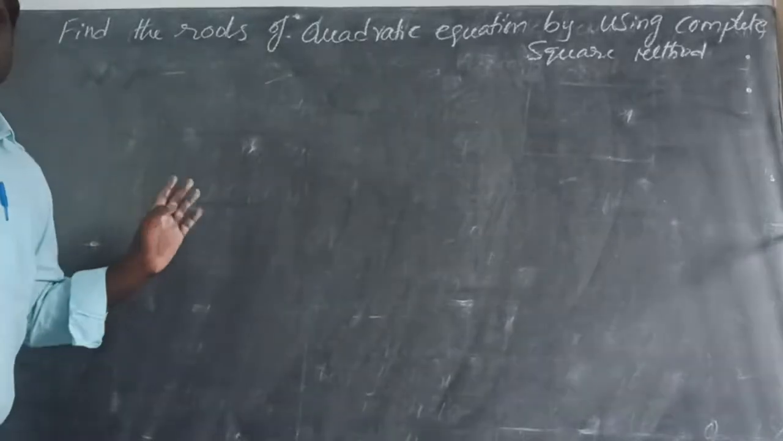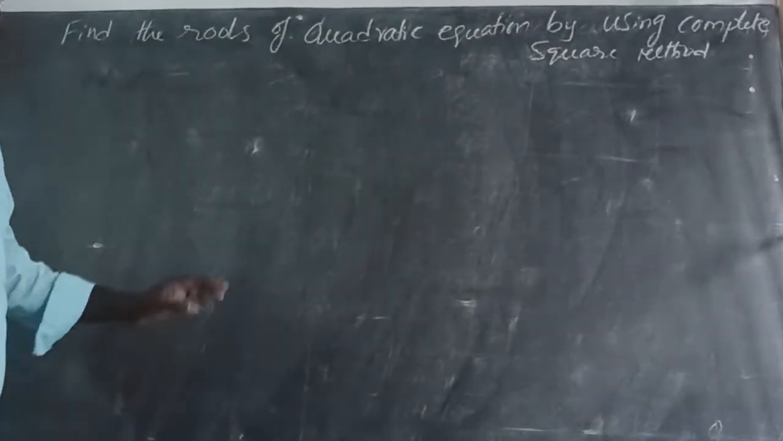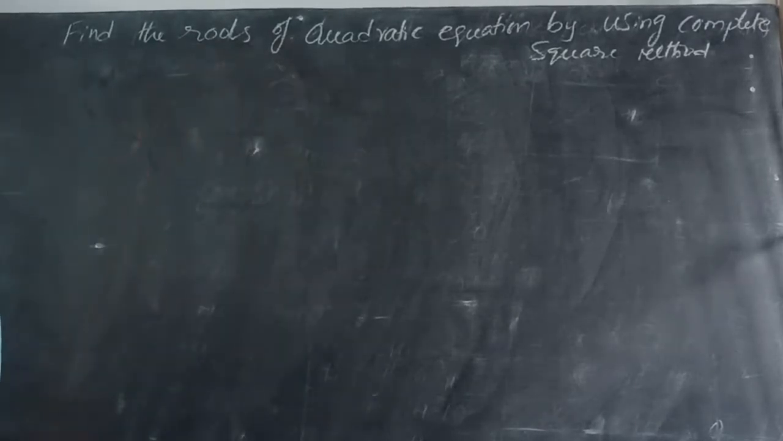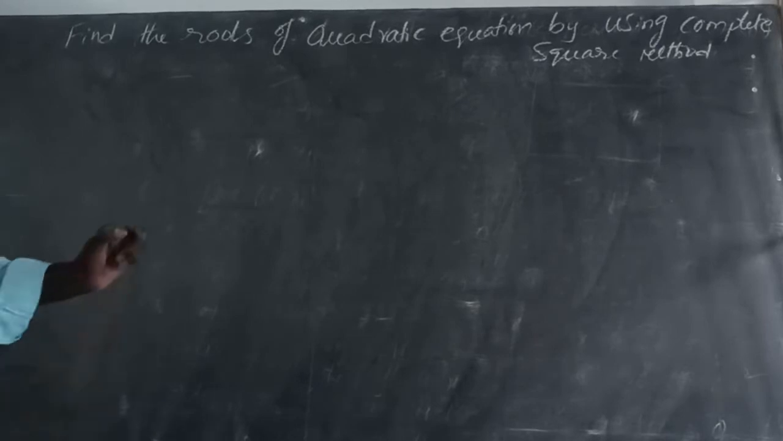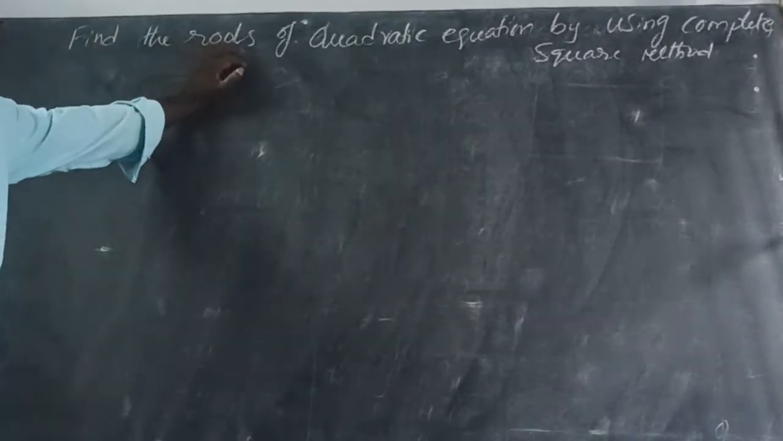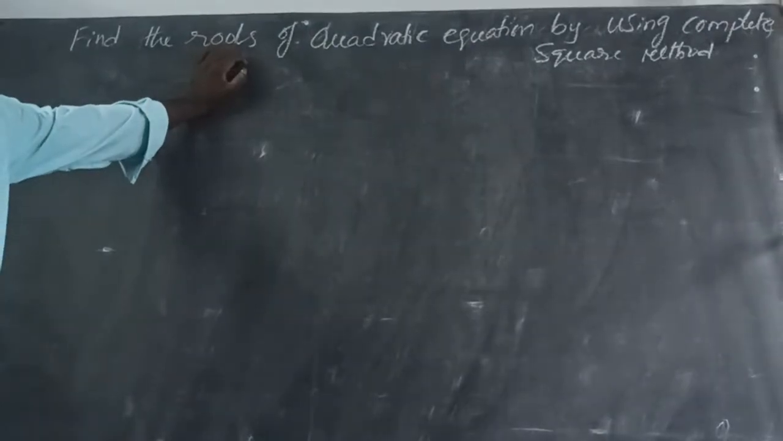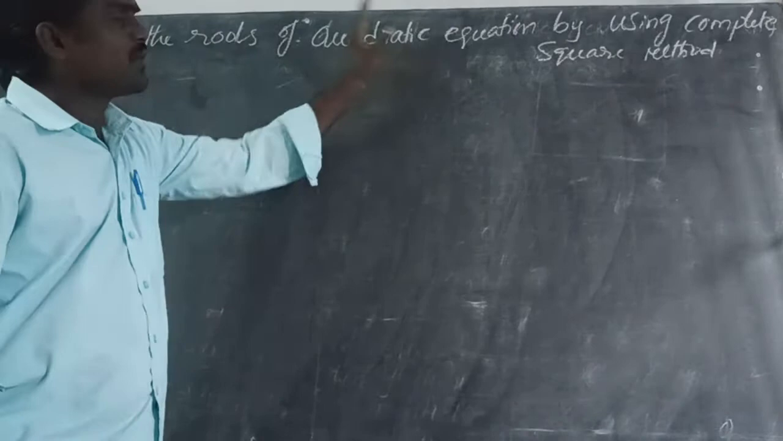Good evening students. Now I am teaching 10th class quadratic equations. Find the roots of a quadratic equation by using the complete square method. Okay, root means what? To find the unknown thing. Solution means what? To find the unknown thing of the quadratic equation.